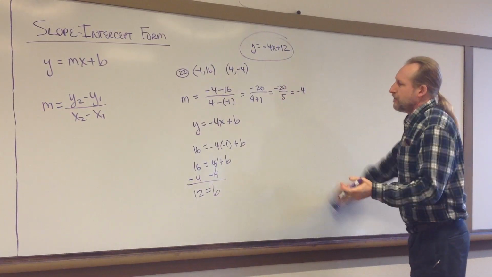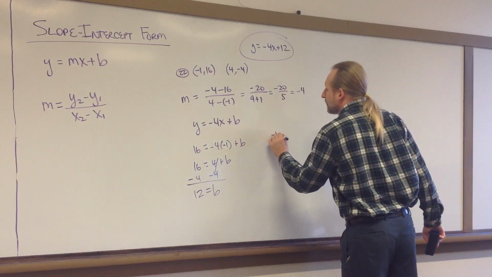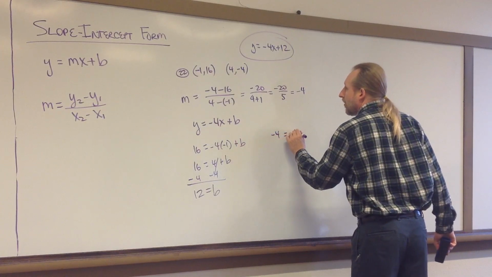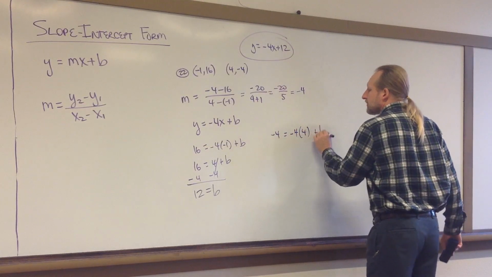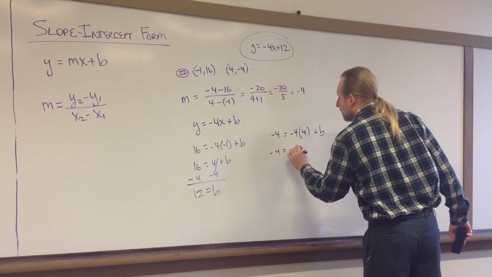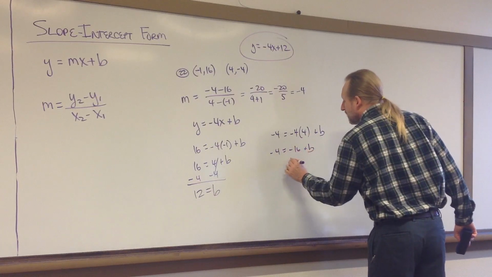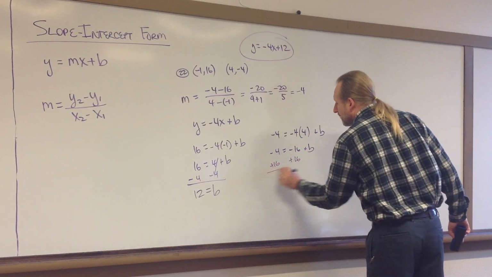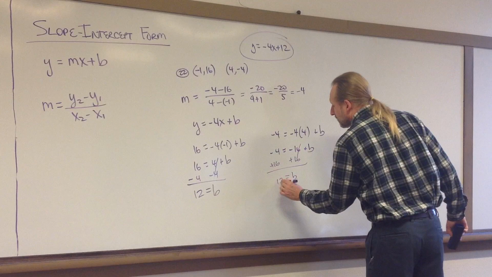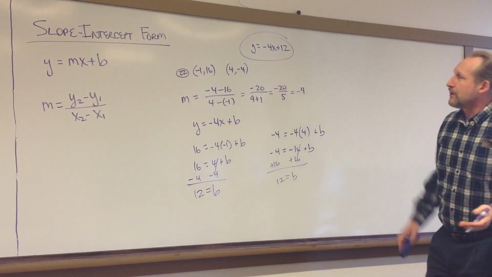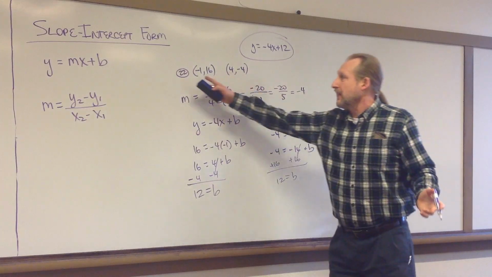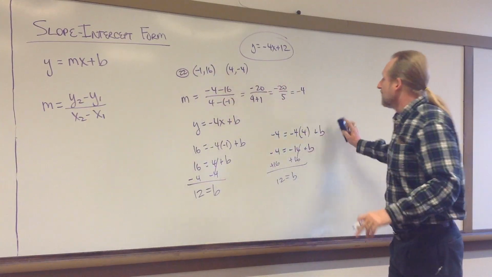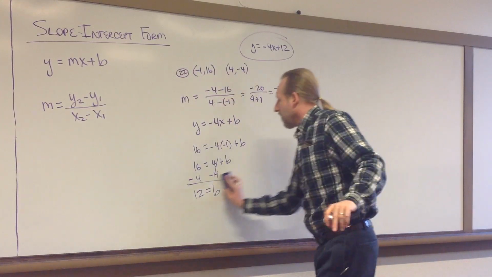And just so you see, it doesn't matter which one we plug in. I'll put the negative 4 in for the y and the 4 in for the x. Negative 4 is negative 16 plus b. Add the 16, and there you go, b equals 12. It doesn't matter which point you put in, but you have to put in a matching point, right? You can't choose the x from this one and the y from this one. It's just not going to work.